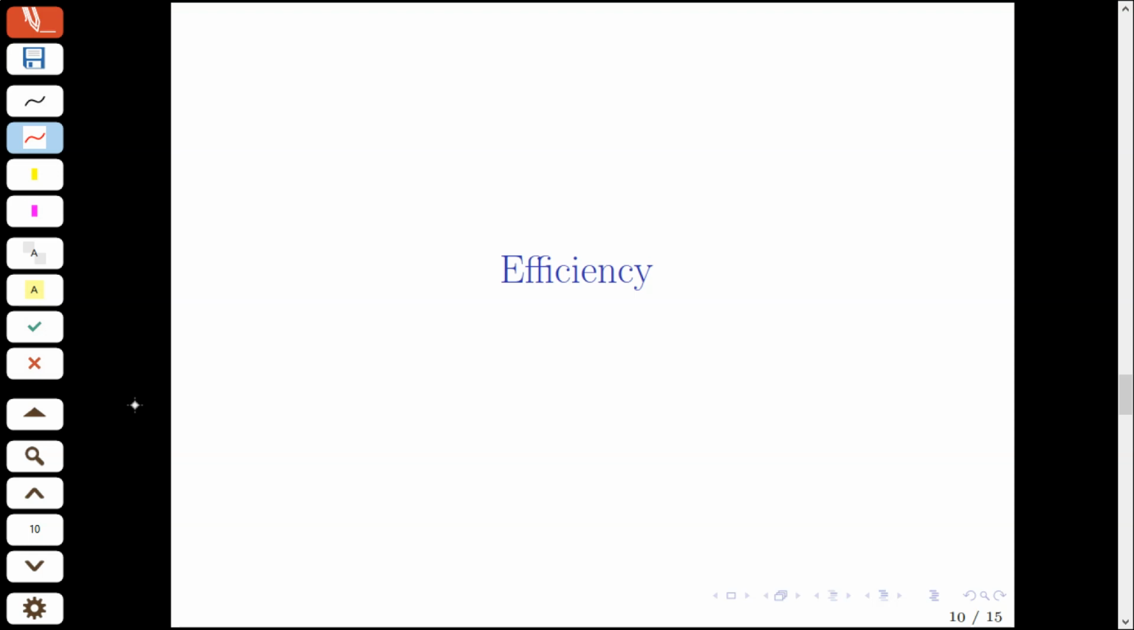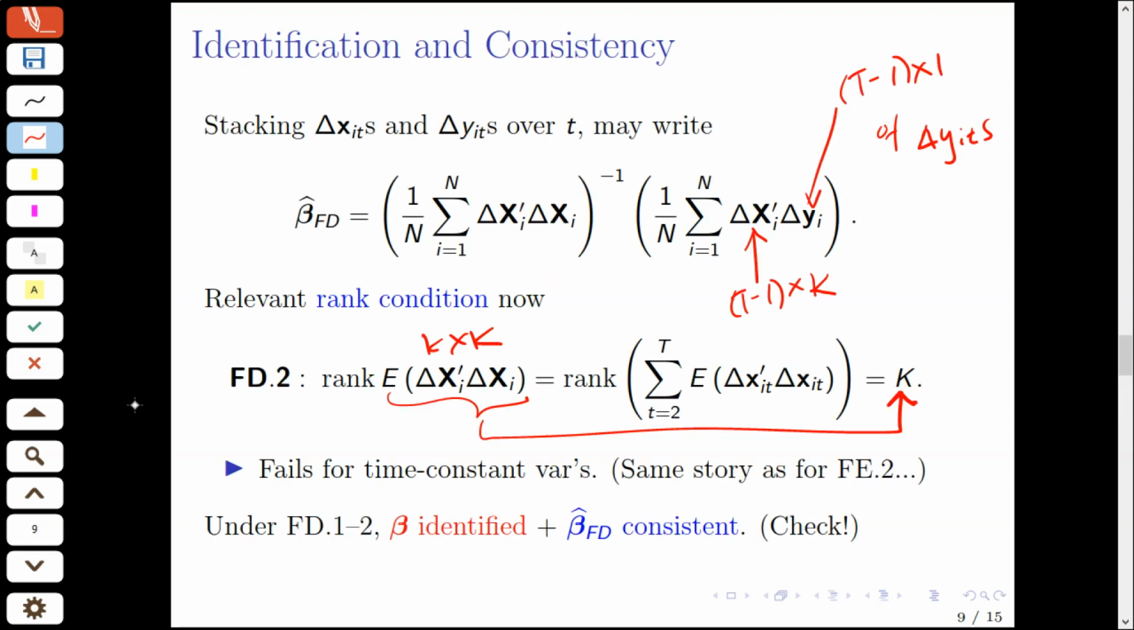All right, having established this, one may show that under these two assumptions, that is the strict exogeneity assumption and our newly introduced rank condition, the coefficients of the model are identified and also that the first difference estimator is consistent. The arguments run in parallel to our already discussed case of the fixed effects estimator, which in turn builds on our knowledge from the cross-sectional case. But I encourage you to go through these arguments step by step at your own pace in order to verify that you've understood all the arguments.